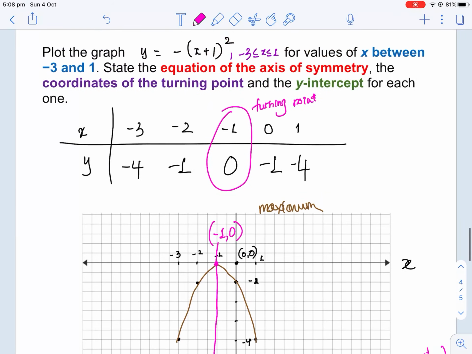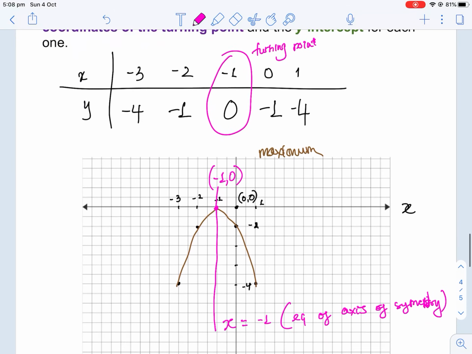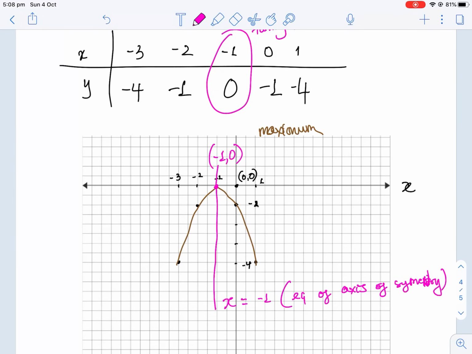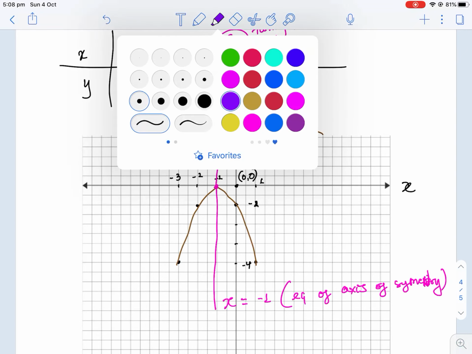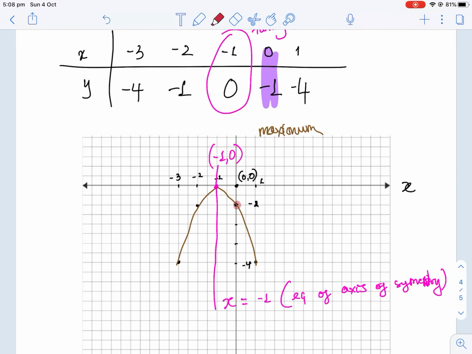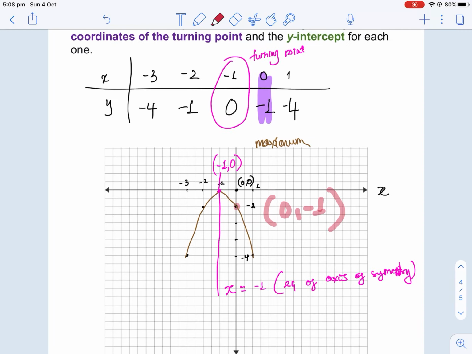All right, what else do we have to find? The y-intercept. The y-intercept is when x equals 0, so it's going to be this one. This one is the y-intercept. Okay, so the y-intercept is here. It is (0, negative 1). All done. We've answered all the questions.